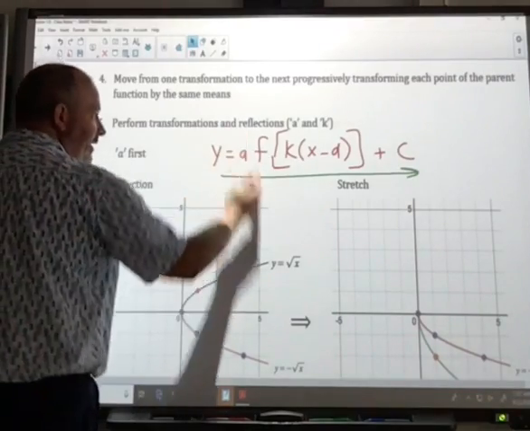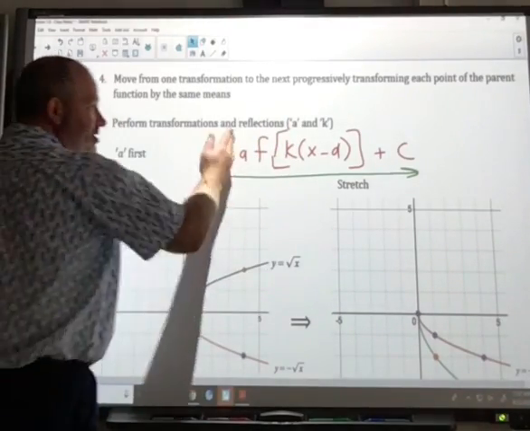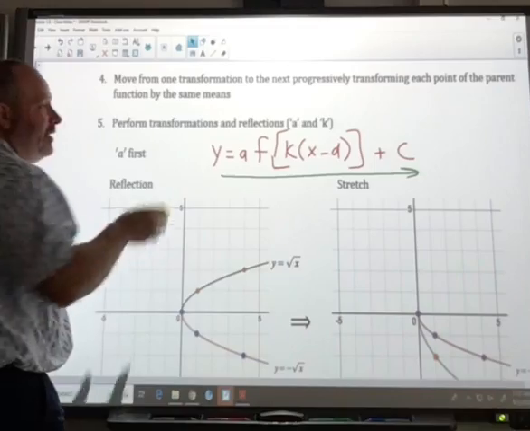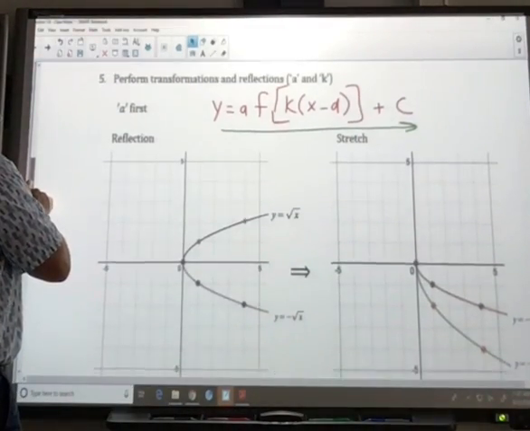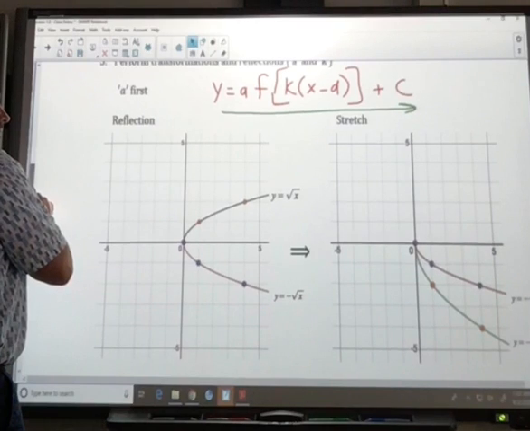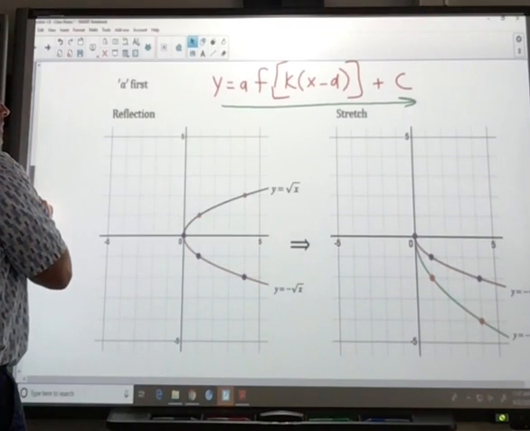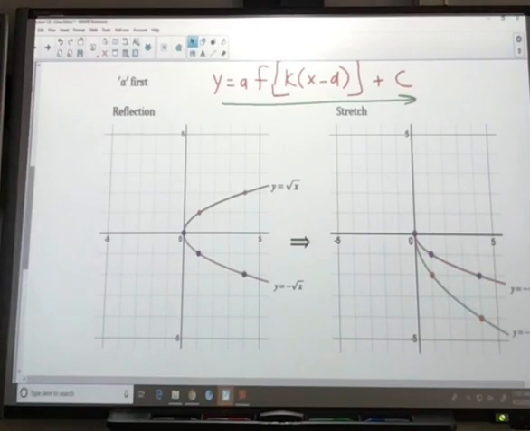We have to do the multiplication. We have to change the shape of the function first, and then we translate it, okay? Because BEDMAS, multiplying, is going to be done before we do addition and subtraction, okay? So what we do here in this example is we do the a value first.